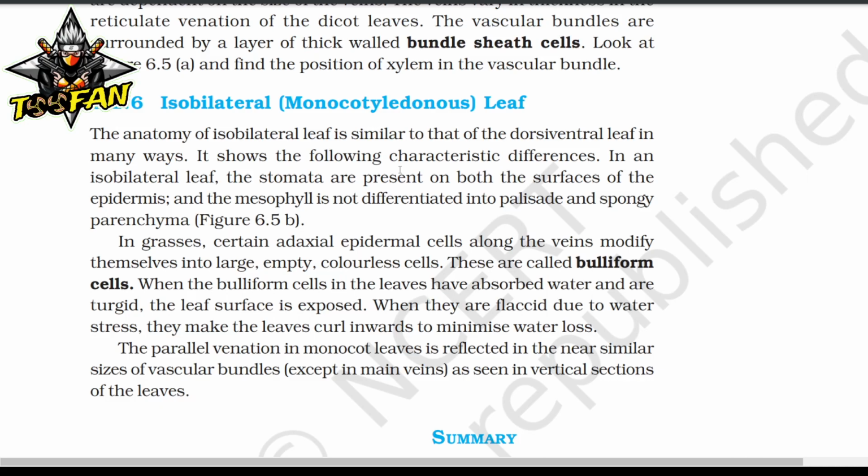In grasses, certain adaxial epidermis cells along the veins modify themselves into large empty colorless cells. These are called bulliform cells. When the bulliform cells in the leaves have absorbed water and are turgid, the leaf surface is exposed. When they are flaccid due to water stress, they make the leaves curl inward to minimize water loss. The parallel venation in monocot leaves is reflected in the near similar size of vascular bundles, except in main veins, as seen in vertical section of the leaves.